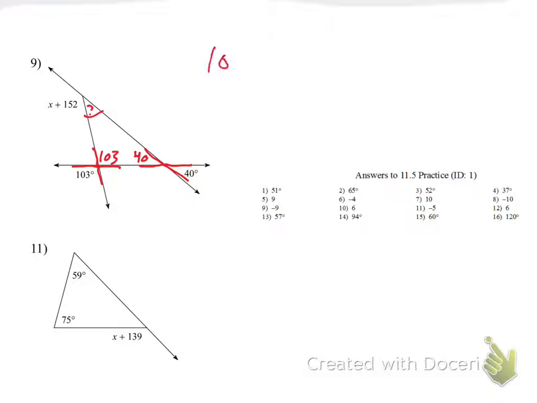So I'm going to do 103 plus 40 plus x equals 180. And then I'm going to add those up, so that'd be 143. So I'm going to do 180 minus 143 is equal to 37. So x equals 37.